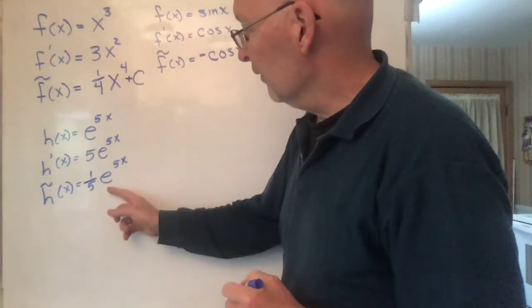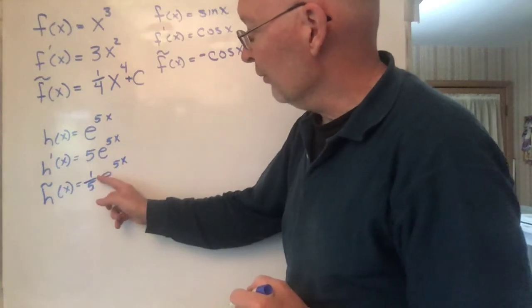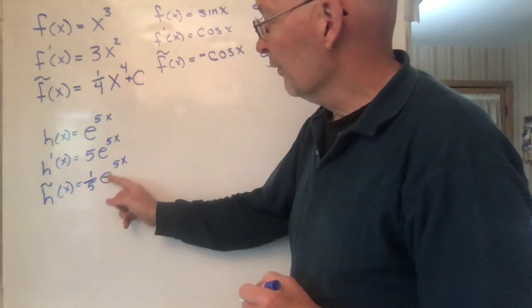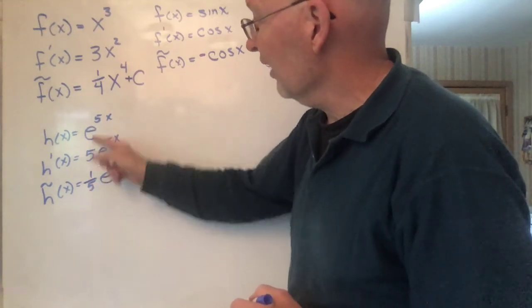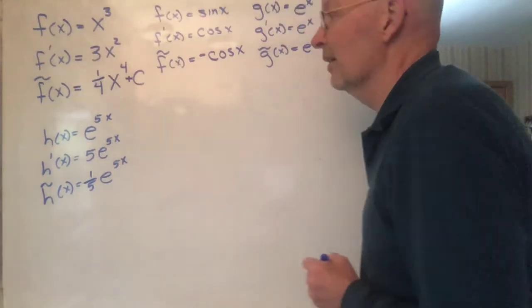So if you take the derivative of this thing, what are you going to get? The 1/5 stays right there. The derivative of e to the 5x is going to be e to the 5x times 5. That 5 comes and cancels with this, and sure enough, you end up right there.